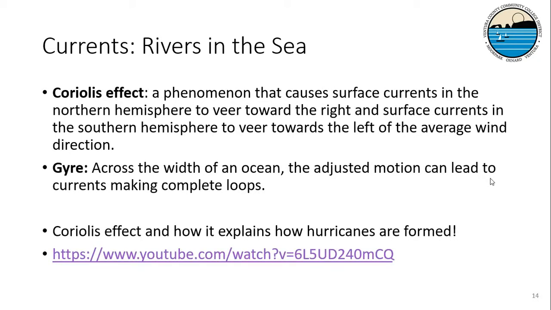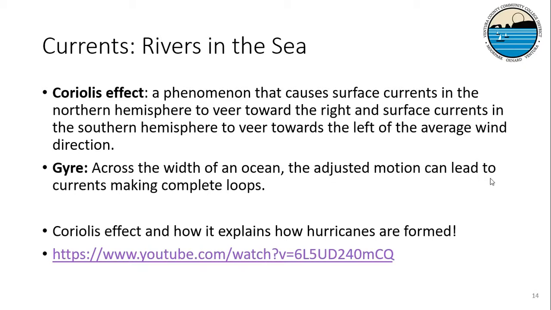So another type of current is the Coriolis effect. This is a phenomenon that causes surface currents in the northern hemisphere to veer toward the right, and surface currents in the southern hemisphere to veer towards the left. And the Coriolis effect explains how hurricanes are formed.